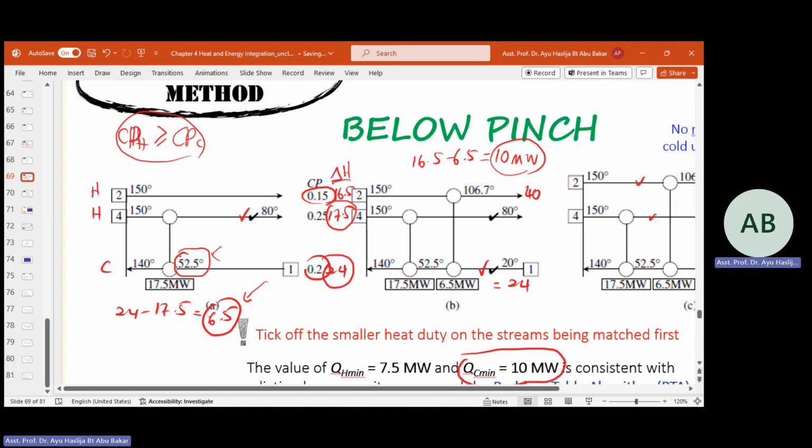Now, how do you get this 52.5? I'm asking question over here. How do you get this 52.5 degrees C? After you install your first heat exchanger.